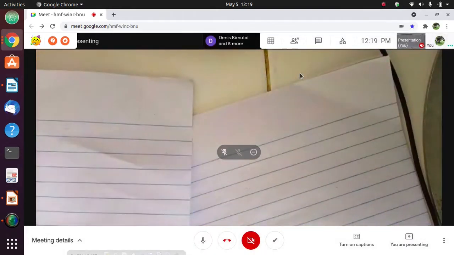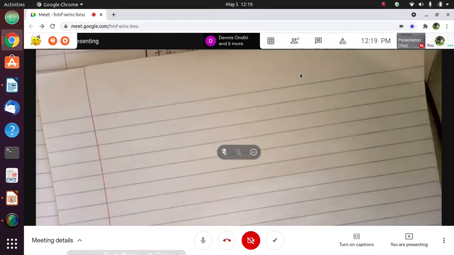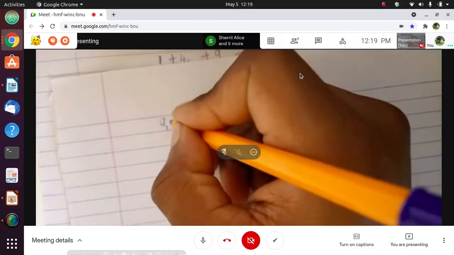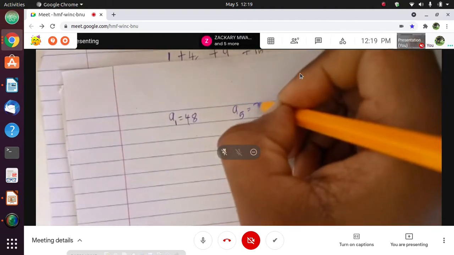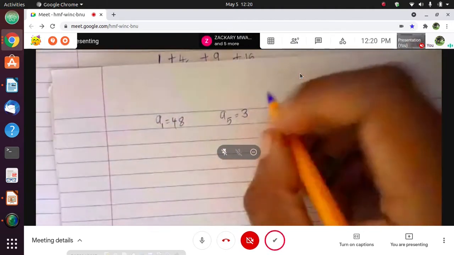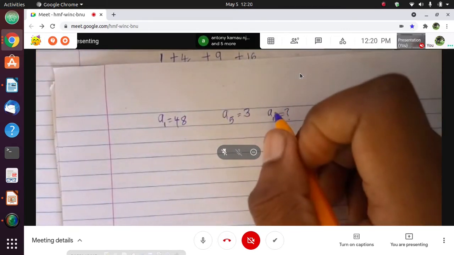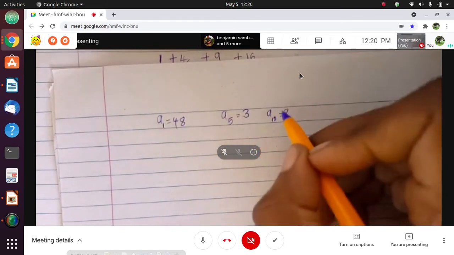Let us look at a geometric series, a geometric sequence. We are told that A1 is 48, A5 is 3. This is a geometric series now, and we are told to find the 10th term. You have A1 as 48, you have A5 as 3. What will be the 10th term?